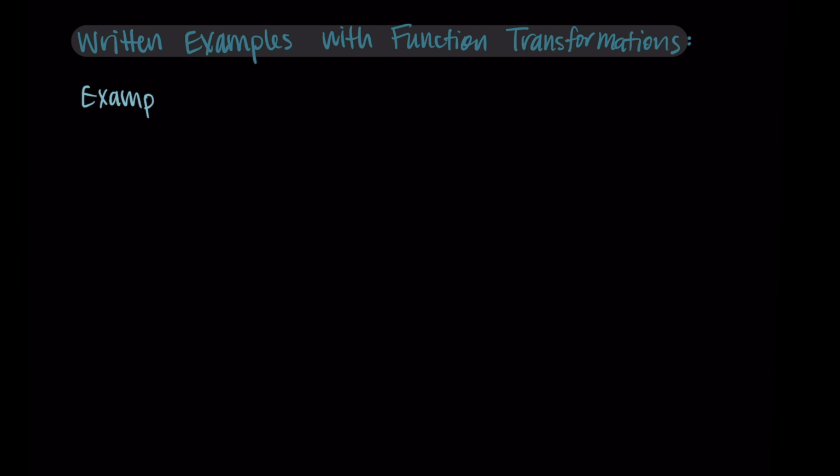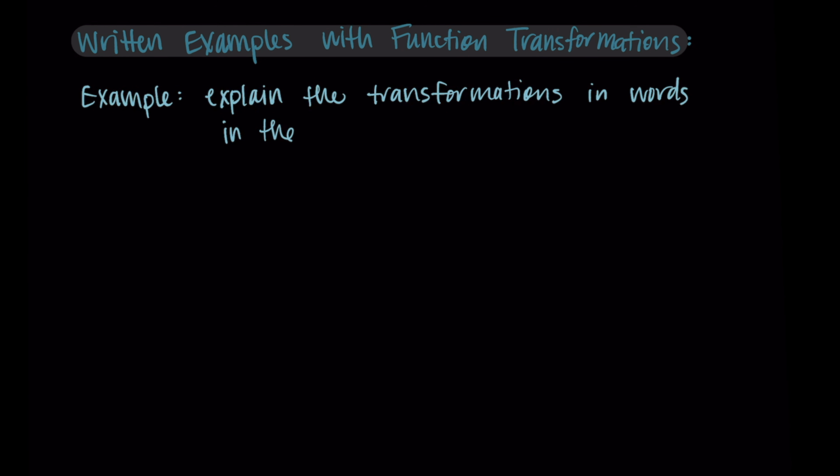Hi and welcome. In this video, we're going to go through some written examples that involve function transformations. Specifically, what I'd like us to do is to be able to explain the transformations that we see in words and write them in the order that they are applied. So we want to know how to describe the transformation, and we want to know which order they're supposed to happen in. So I'll do a little review first before we try the examples.